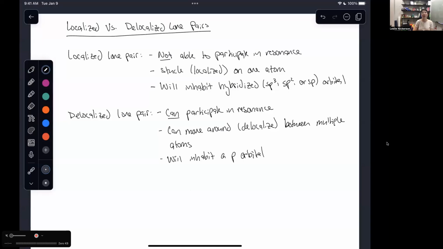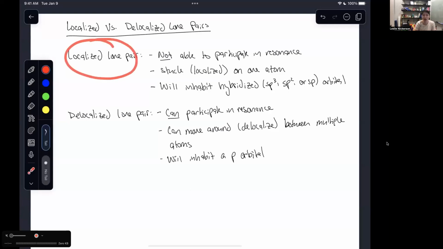Hi, everybody. I'm going to talk a little bit about localized versus delocalized lone pairs and how they relate to resonance in this video. So it's important to be able to recognize when a lone pair is stuck on an atom versus when a lone pair is moving through resonance. So first off, a little bit of vocab here.